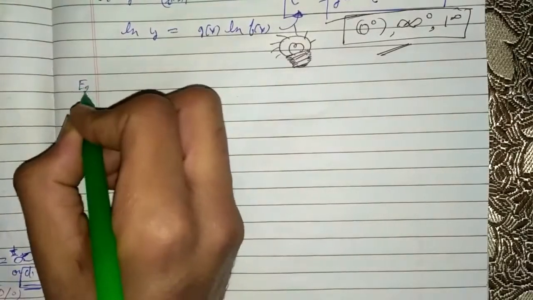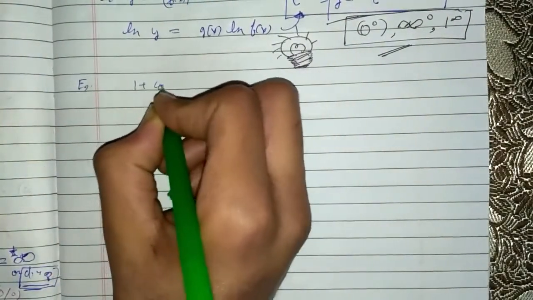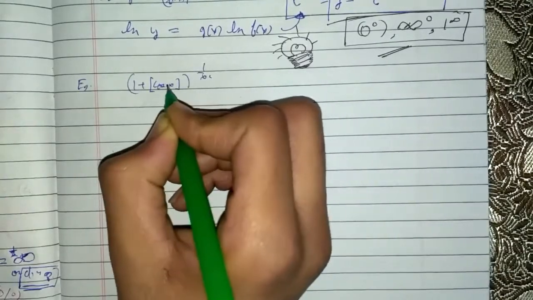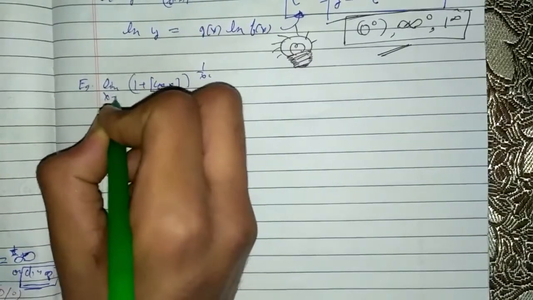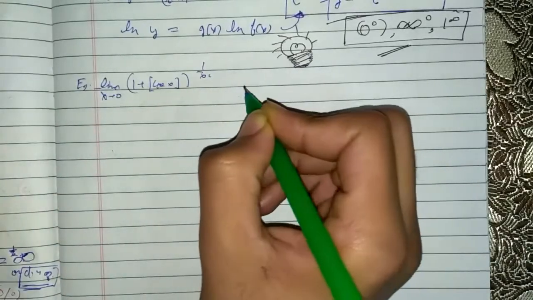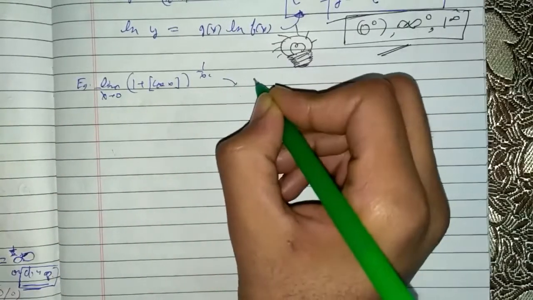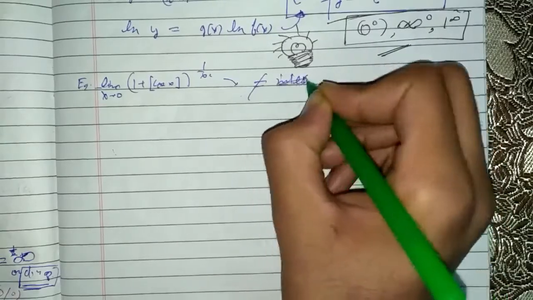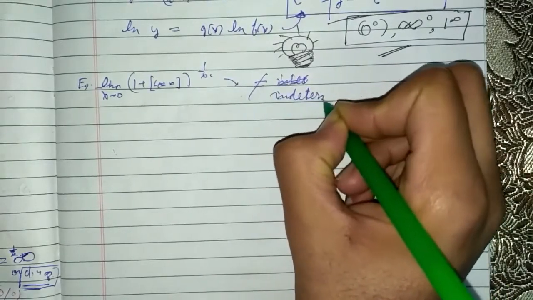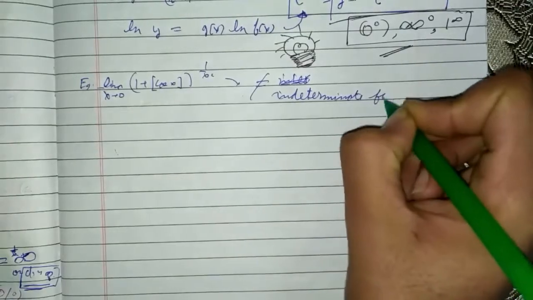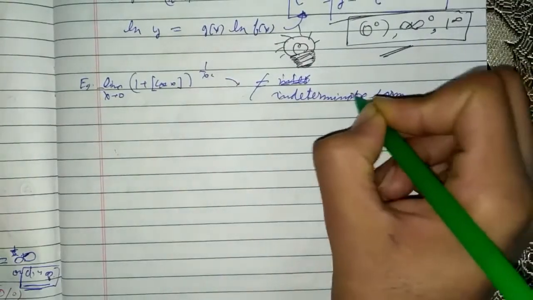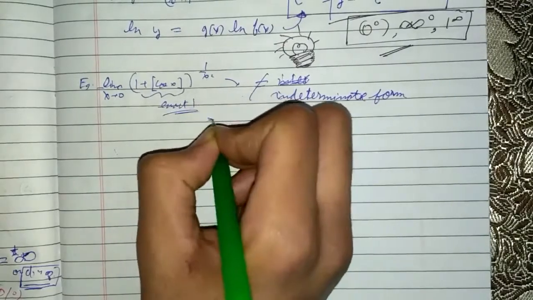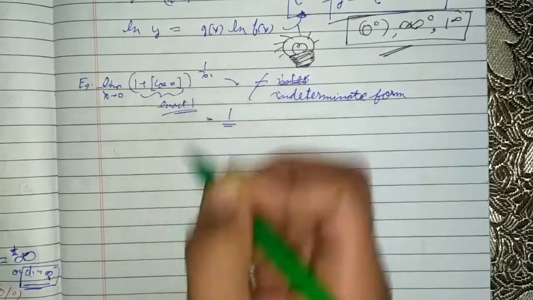Now having an example: limit x tends to 0 of (1 plus cos x) to the power 1 upon x square. And obviously this is not an indeterminate form, because here this is exactly 1. So exact 1 to the power anything is always equal to 1. Okay.